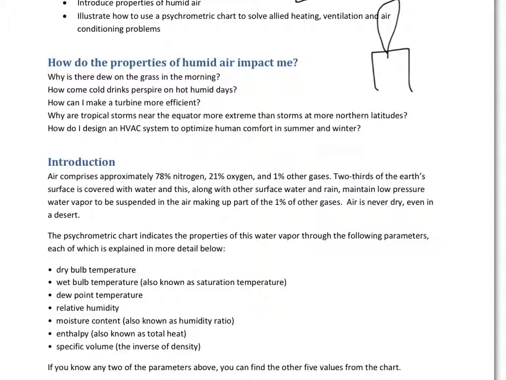Another question for mechanical engineers is that air is typically the working fluid used in a lot of devices, specifically turbines. So how can we make a turbine more efficient by altering the level of humidity in that particular sample of working fluid? You might also ask why tropical storms that start near the equator are much more extreme in energy, devastation and high winds than storms at more northern latitudes.